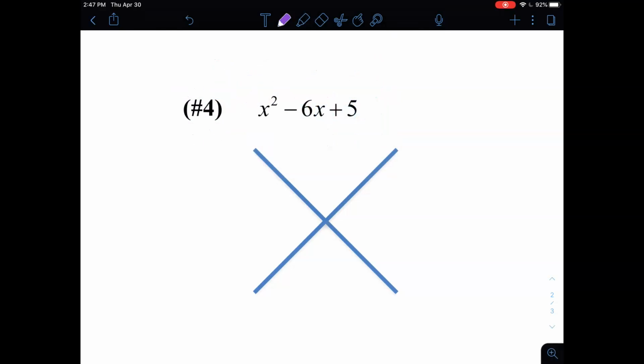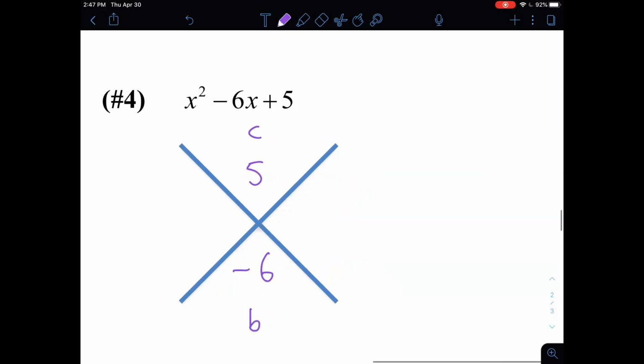All right, we need factors of C that add to B. Well, what is C in this case here? C is going to be 5. Factors of C that add to B. And what's B going to be for this one? Negative 6. So we need factors of 5, but look down here.